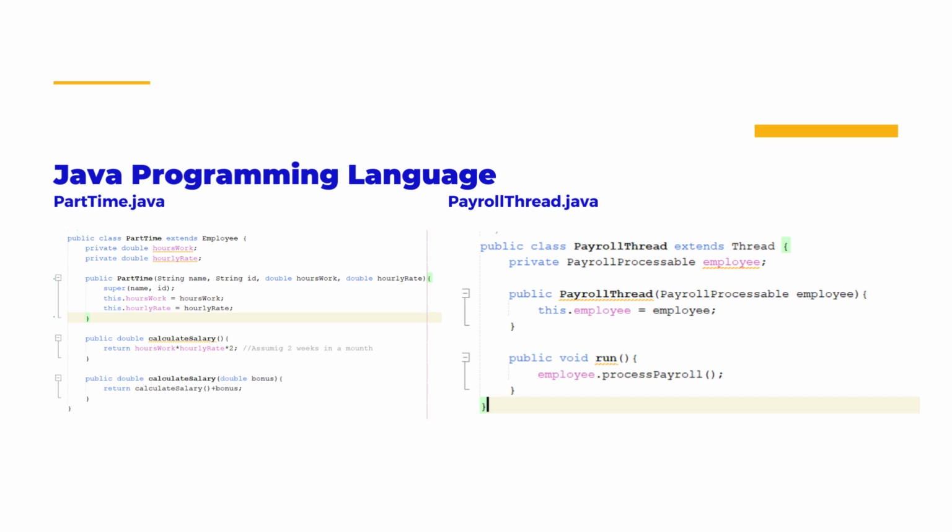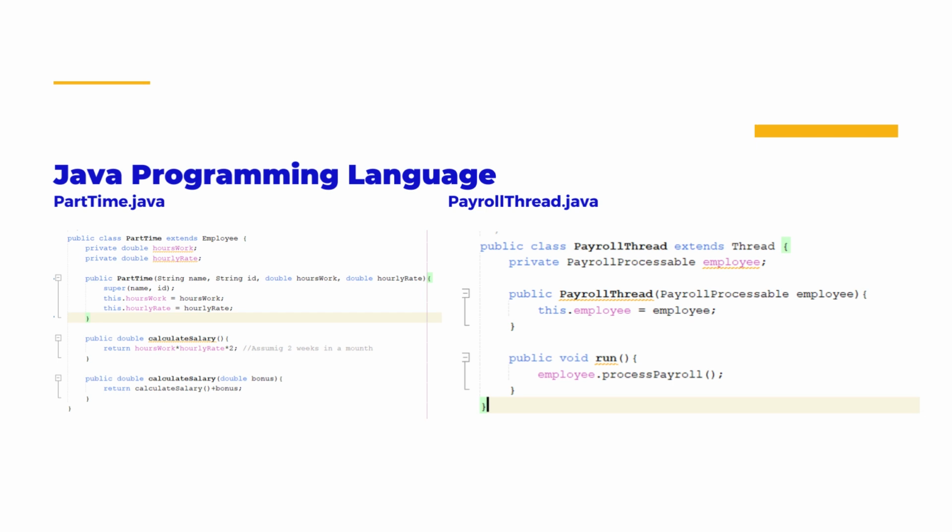The run method is overridden from the Thread class. This method is the entry point for the thread execution. Inside the run method, the processPayroll method of the employee object is called to initiate the payroll processing. By extending the Thread class and overriding the run method, you can define custom behavior that will be executed when the thread is started.